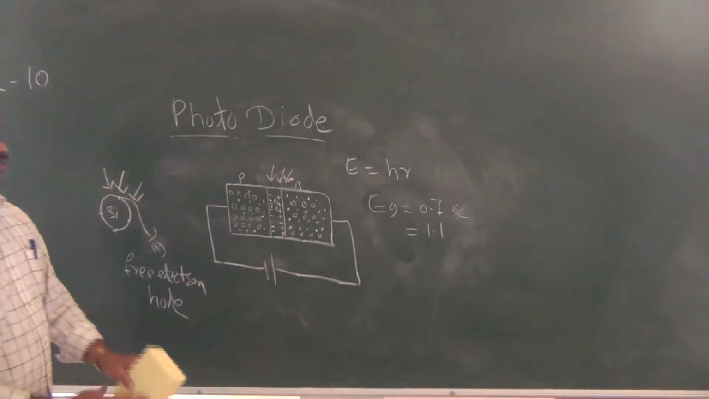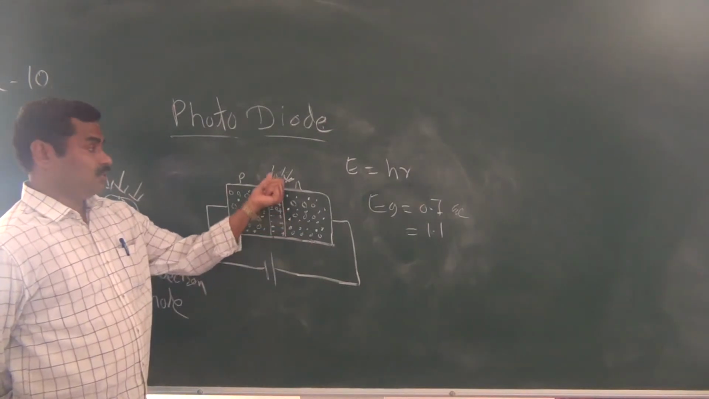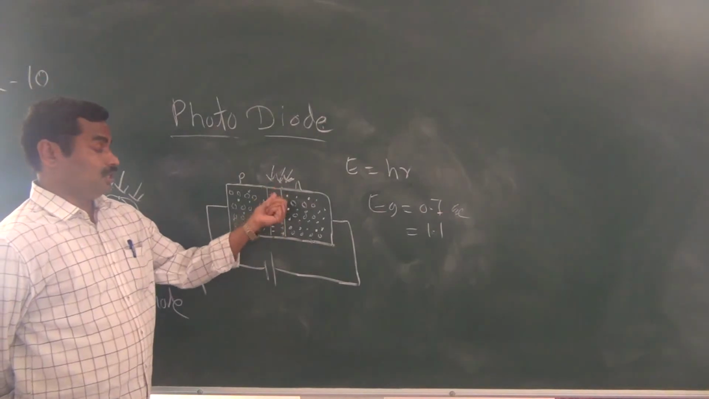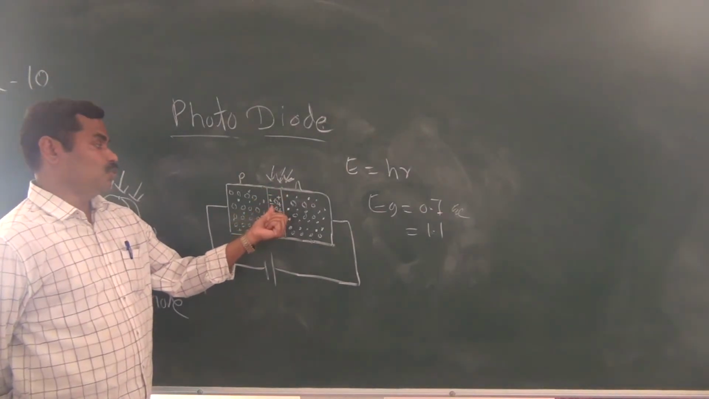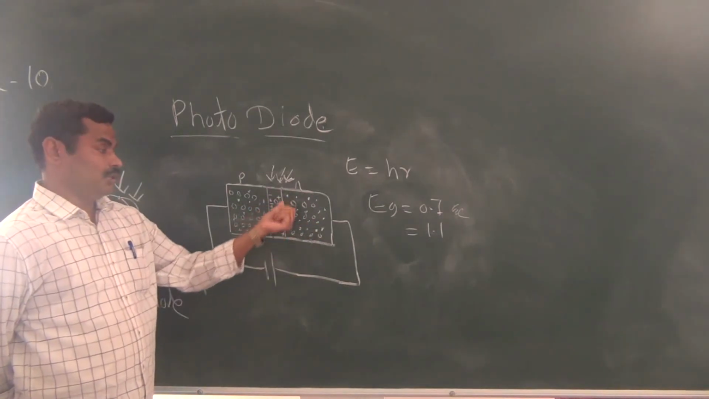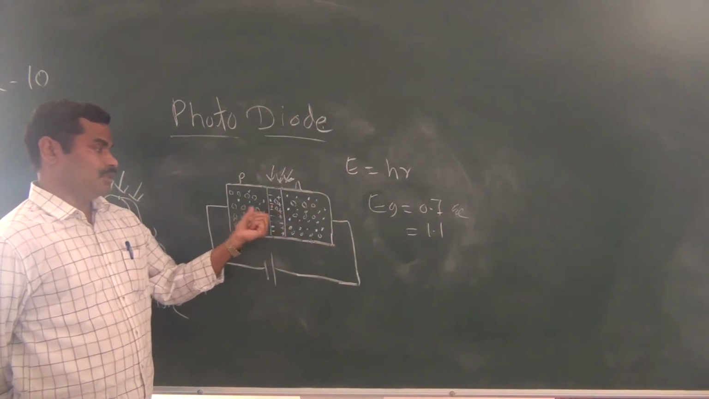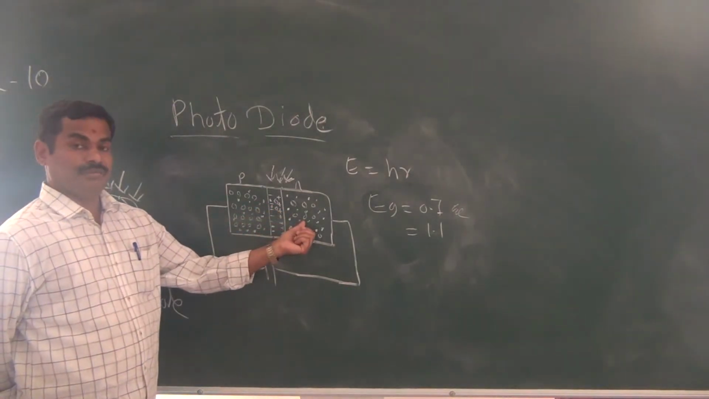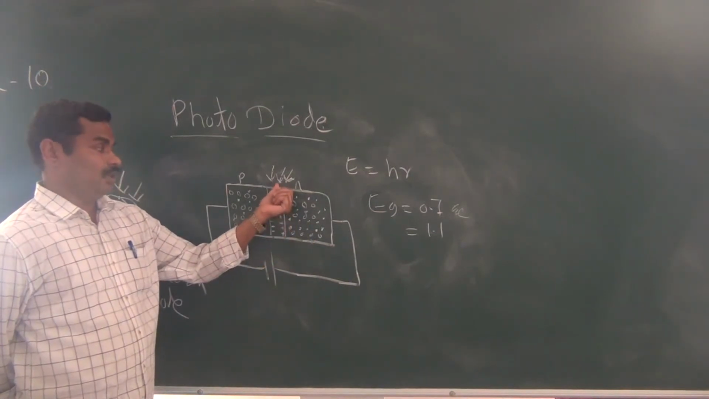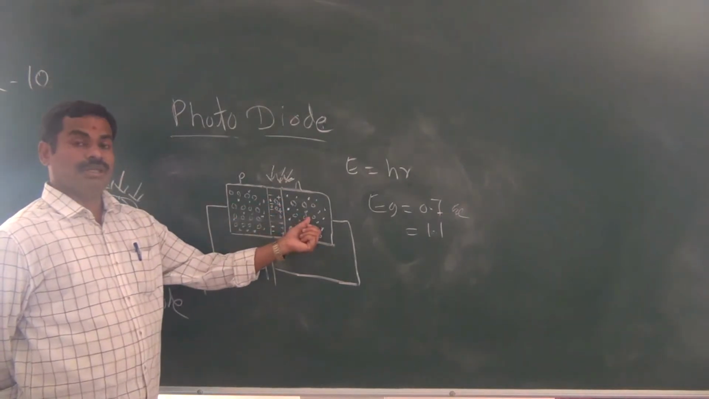What happens to the electron and hole? Because of the electric field in the depletion layer, the hole will move towards the p side and the electron will move towards the n side. Actually they want to recombine, but because of the electric field, the hole moves towards the p side and the electron moves towards the n side.